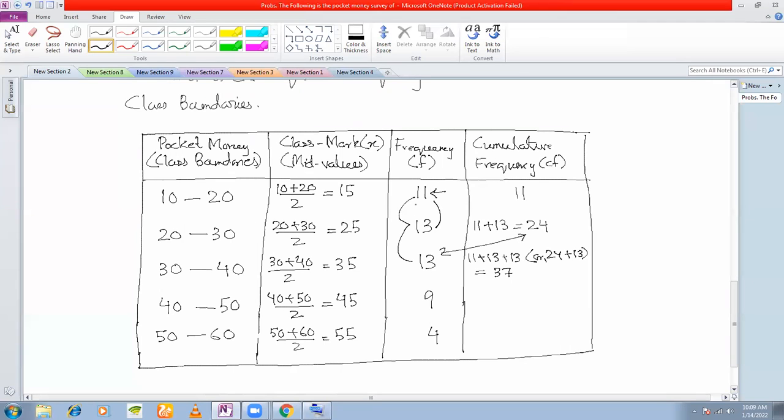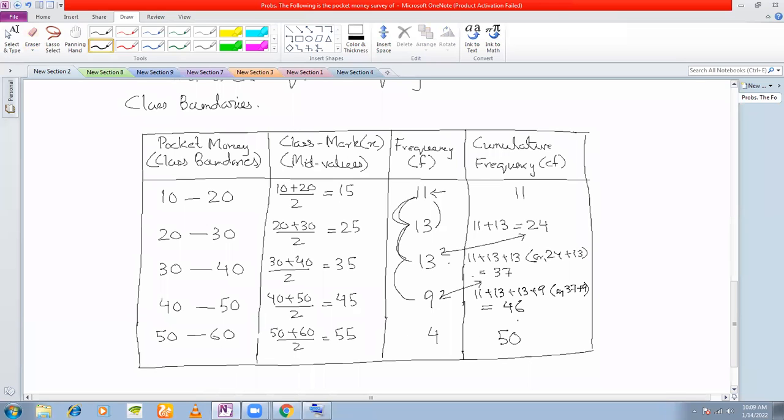And the next one will be the addition of the first four. Sorry, this should be addition of 37 with 9. So this will be 11 plus 13 plus 13 plus 9, or you can simply add 37 plus 9, which will be equal to 46. And finally, you add all the frequencies, you will get 50.